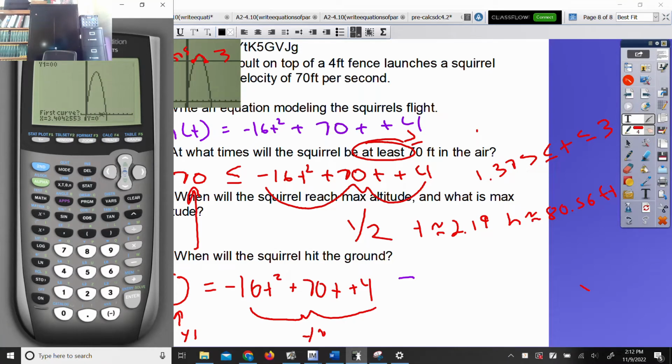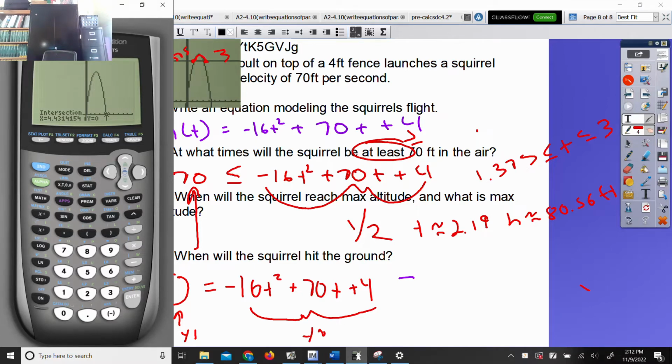And there's going to be a lot of kids, even 2 months from now, still not going to be able to use the intersect feature. I don't know why. Which one am I supposed to do? The one on the right, where the squirrel dies. Get your cursor close and press enter 3 times.